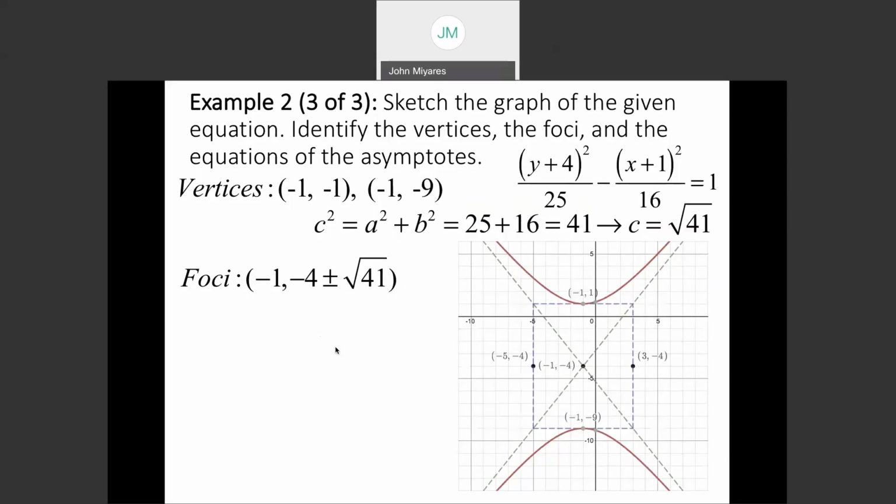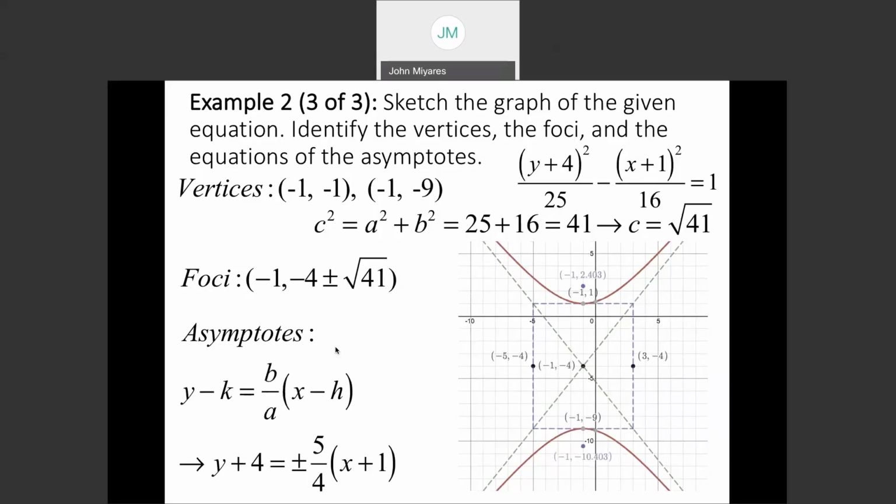Since this opens up and down, the foci will be square root of 41 units above and below the center point. Unfortunately, those aren't going to have particularly clean values here. For the asymptotes, we're going to use the same equation as we did in example 1, where the slopes are going to be plus or minus b over a, and they're going to pass through the center point (h, k). This is going to simplify as y plus 4 equals plus or minus 5/4 times the quantity x plus 1. Now again, I'm going to pause the video here for a bit so that you can process everything that you see.